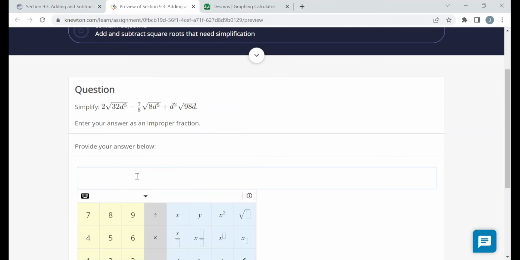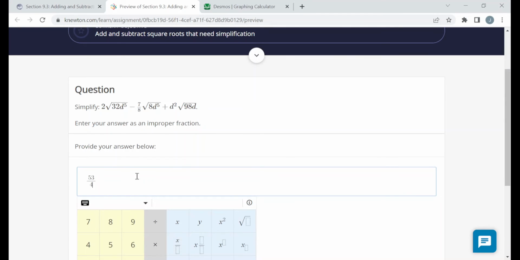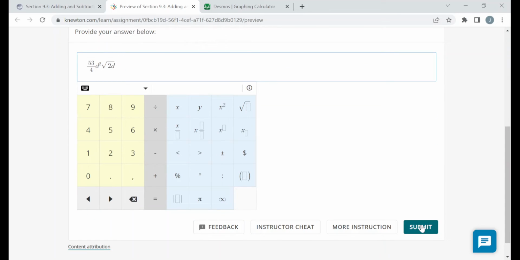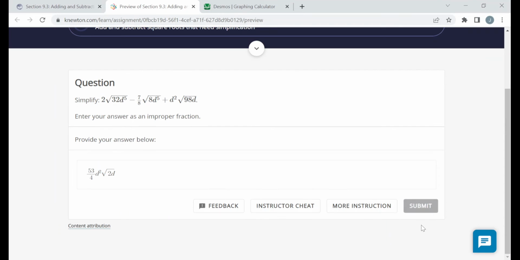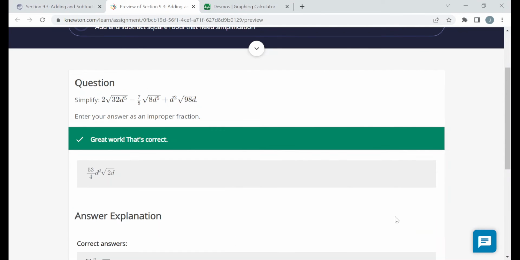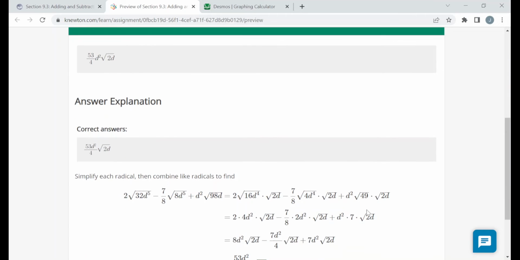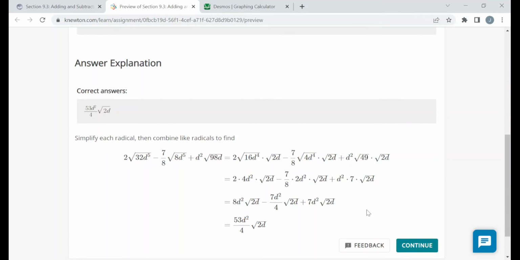So 53 fourths times d squared times the square root of 2d. And make sure the 2d is all in the square root. And then after you submit an answer, it'll tell you if you're right or wrong, and then give you some sort of answer explanation. Please make sure to read through these answer explanations just to make sure you understand why something was right or wrong, and hopefully you can learn from your mistakes for future questions.